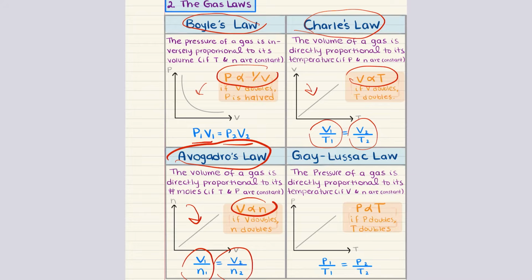Last but certainly not least, we're going to cover Gay-Lussac's law. This law states that the pressure of a gas is directly proportional to its absolute temperature when the volume and the number of moles remain constant. Now, this implies that an increase in temperature will result in a proportional increase in pressure. On a pressure versus temperature graph, this is shown as a straight line, affirming the direct relationship between the two. And the mathematical formula for Gay-Lussac's law is P1 over T1 equals P2 over T2.